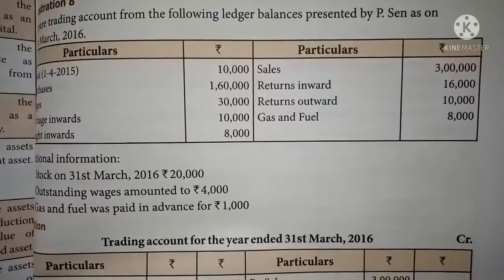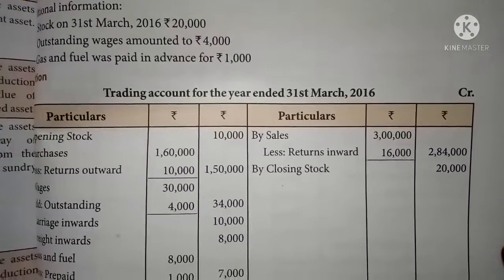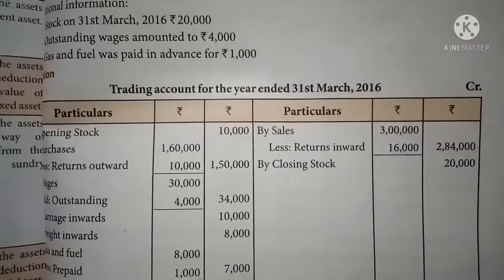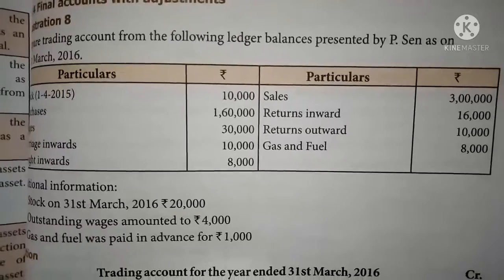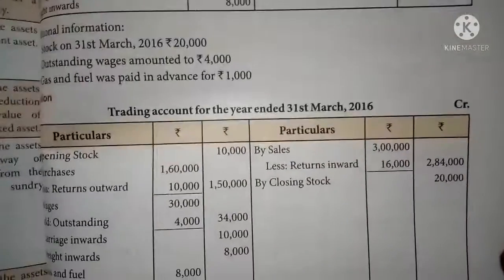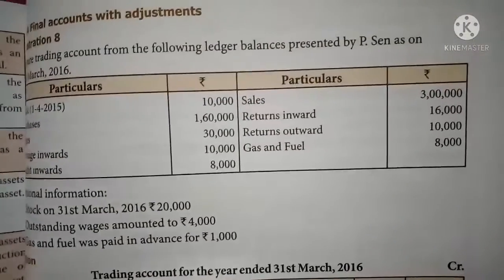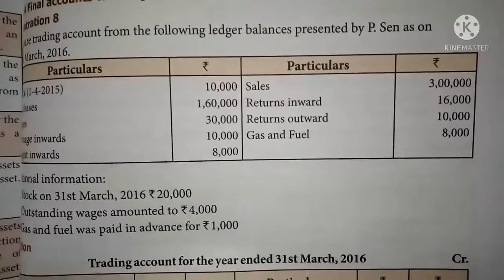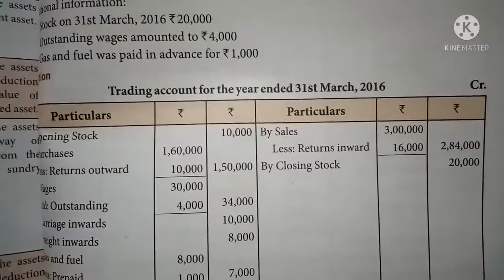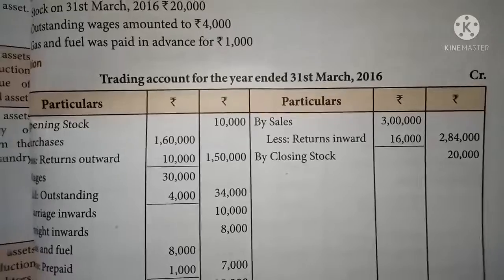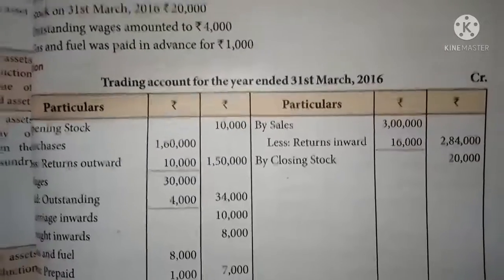Opening stock is given as 10,000. It should be written on the debit side, to opening stock 10,000. Then the second item, purchases. You write purchases on the debit side, to purchases 1,60,000. Return outward is also given in this sum, return outward 10,000. You should subtract the return outwards from the purchases on the debit side. So 1,60,000 minus 10,000, the amount will be 1,50,000.